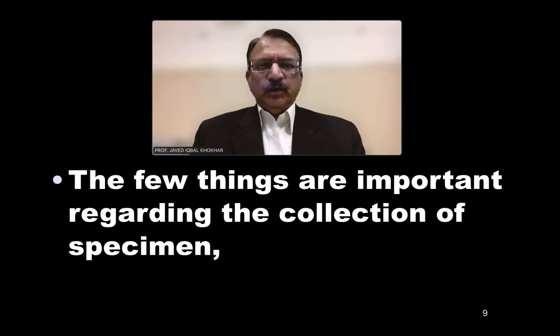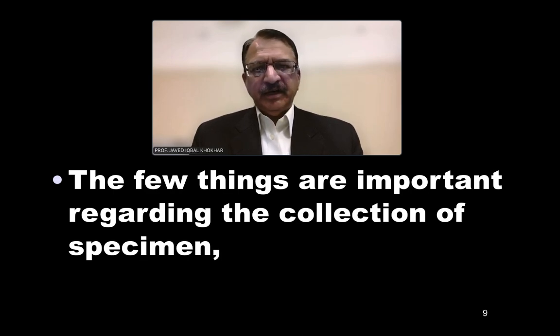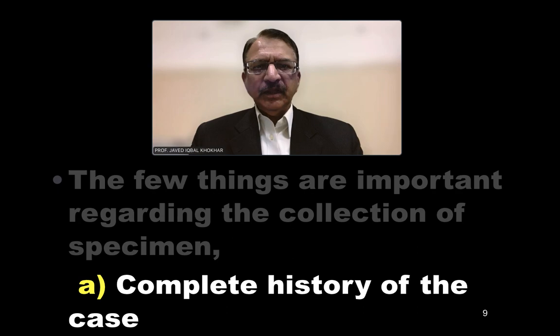When we are collecting specimens for dispatch to the laboratory, or when we are collecting various trace evidences from the scene of crime, there are certain things which are very important regarding the collection of this specimen, so that the specimen should fulfill the purpose and the objective for which it is being collected. First of all, we should know the complete history of the case, and the history should be gathered from the relatives, from the friends, from the police, or whatever the history is needed. You ought to know that.